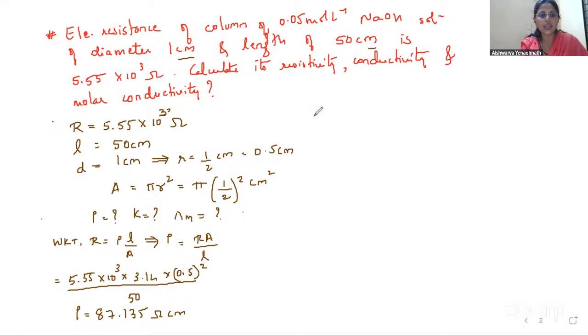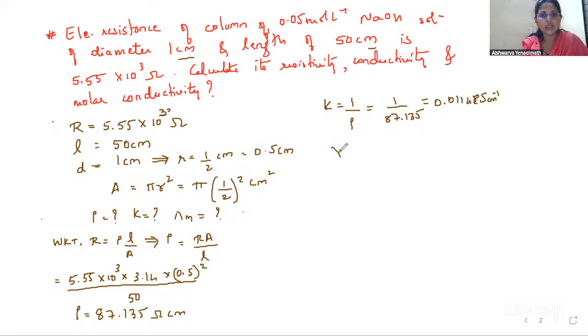Now, what is the second question being asked? The second question is kappa. And what is kappa? Kappa is nothing but 1 by rho. Substitute 1 by 87.135. Solve it out and tell me how much value you get. You do it, I think there is no need to teach how to do this. You get 0.0114548 Siemens per centimeter inverse.